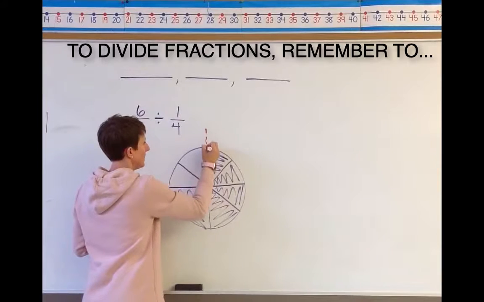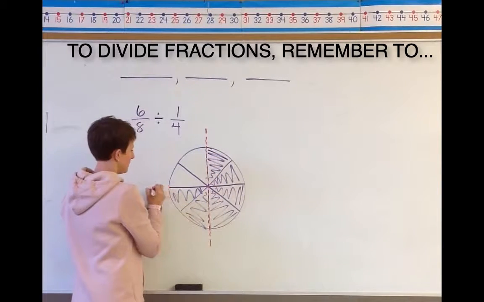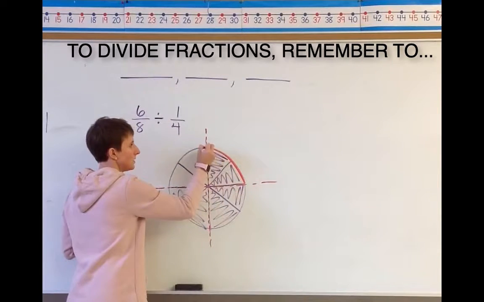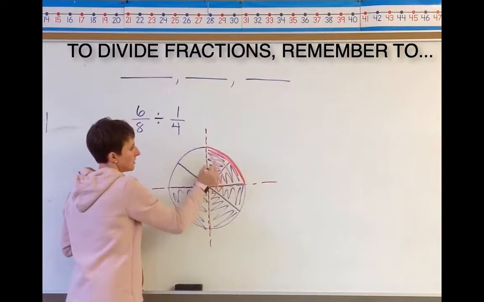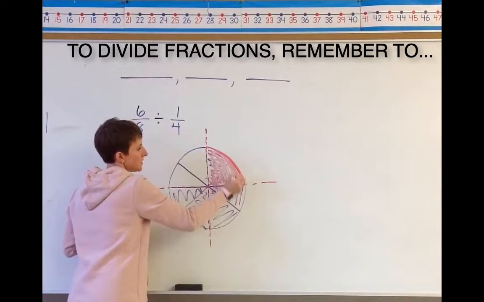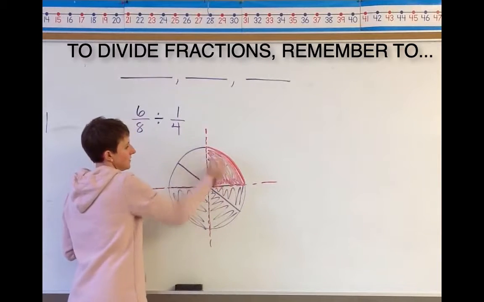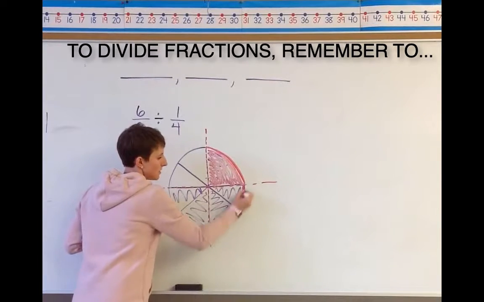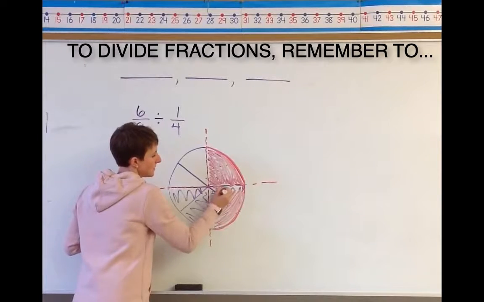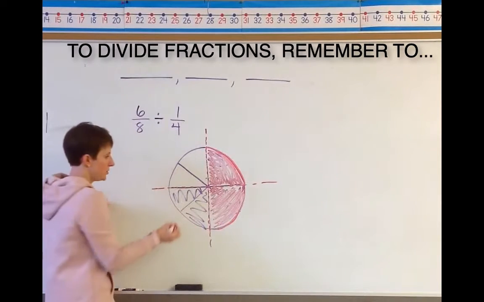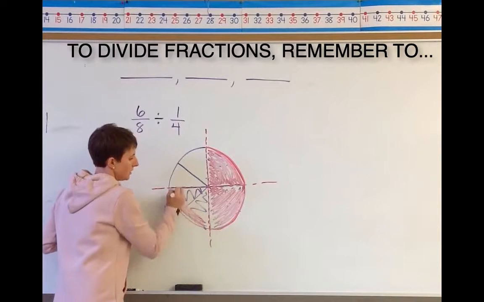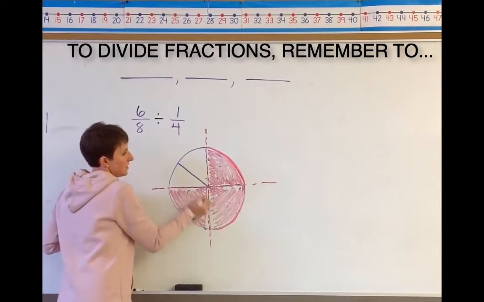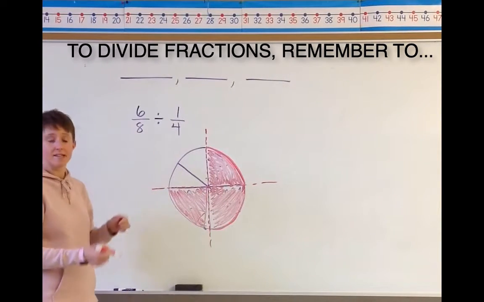So let's see here. I got to create fours. You see what I'm doing, creating fours? Would you agree that here's a group of 1/4? So there's one group of 1/4 that goes into here. Would you agree that this would be a group of 1/4? So that's 2 groups, right? And would you agree that this would be a group of 1/4? So how many groups of 1/4 went into my 6/8?